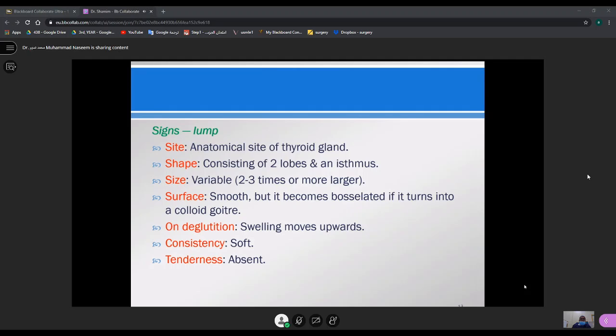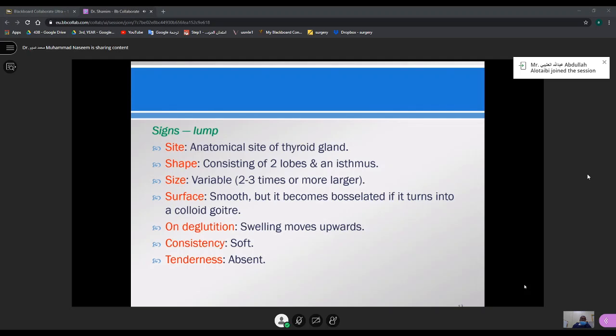The size is variable. It may be 2 to 3 times normal or even bigger. Sometimes it grows into the chest cavity by growing into the superior mediastinum. Surface is usually smooth, but it may become nodular if it turns into a colloid goiter.